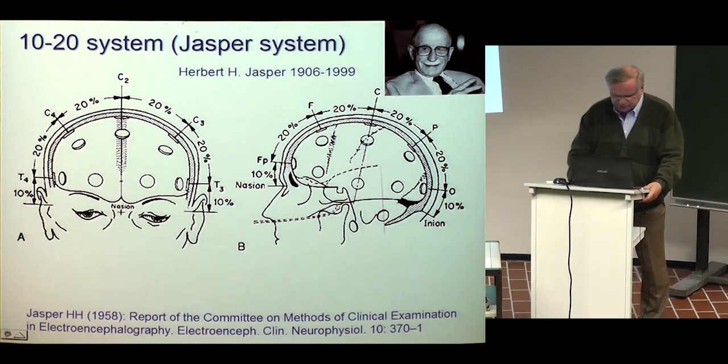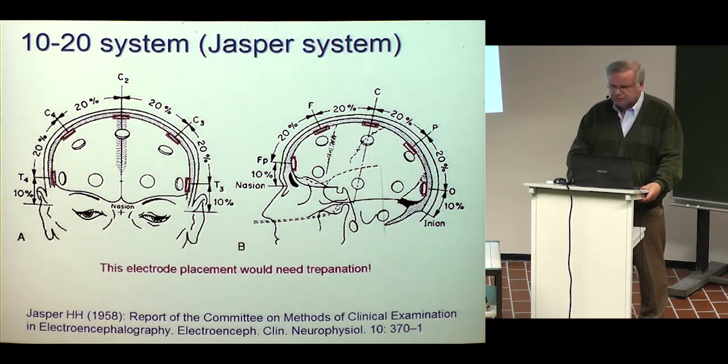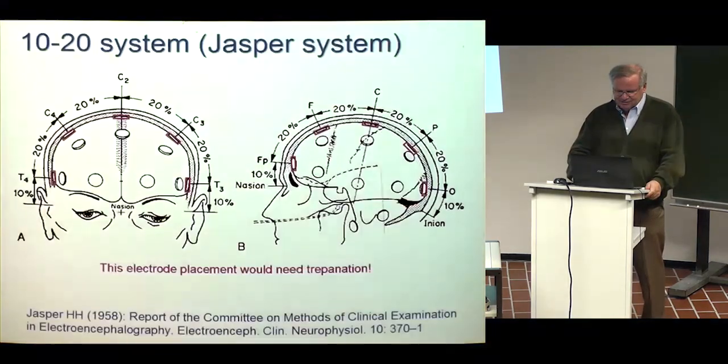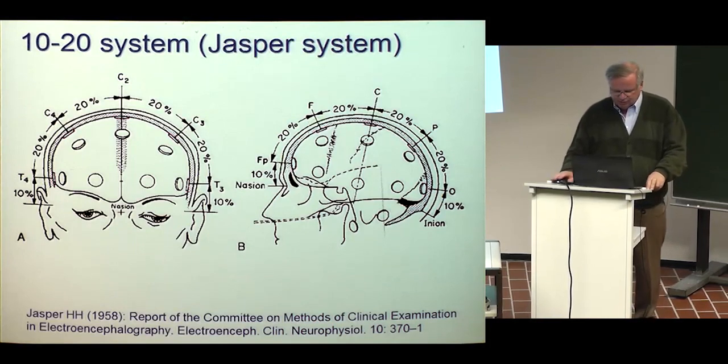And what is the mistake? The electrodes should be on the scalp, but they are drawn on the cortex. To be able to measure from the cortex, one would need a trepanation, drilling 20 holes in the skull. So why are they on the cortex? Of course, the person who drew this illustration saw that the electrodes are here, thought that they are not on the scalp but on the cortex, and drew the other electrodes here on the cortex as well.